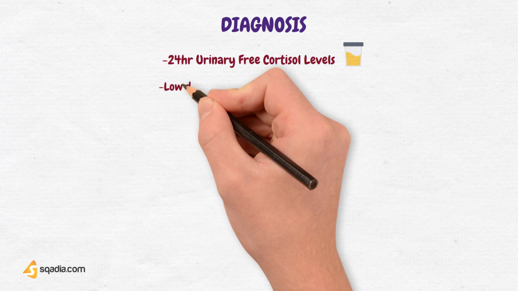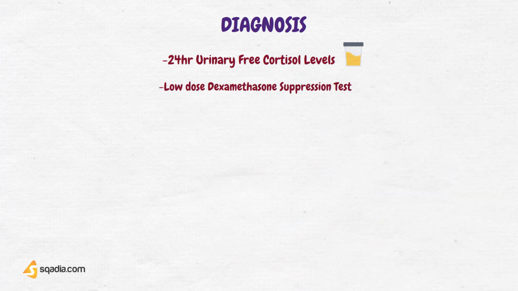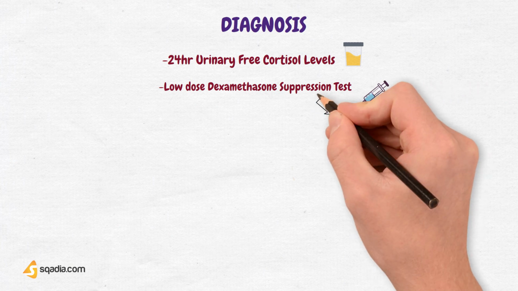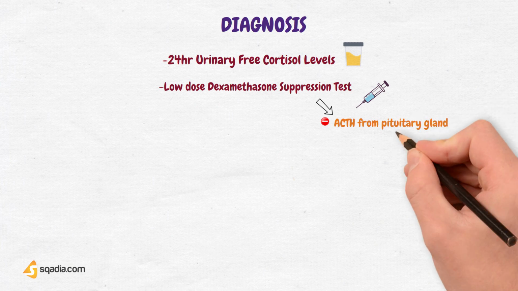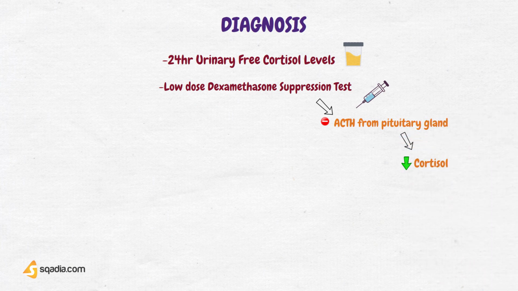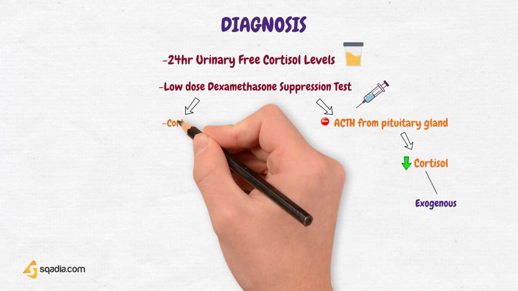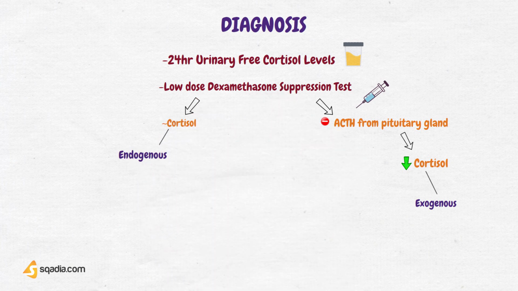Next, we need to check if the cause is endogenous or exogenous. For this, we give low-dose dexamethasone, an exogenous steroid which is normally supposed to suppress the production of ACTH by the pituitary gland and hence decrease serum cortisol levels. This would also be the case in exogenous cause of Cushing syndrome. If the cortisol levels remain unchanged, the test is positive and points towards an endogenous cause.